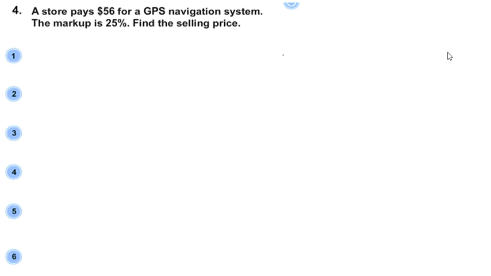All right, our next example is about markup. So a store pays $56 for a GPS navigation system. The markup is 25%, so find the selling price. Again, the selling price is how much the customer has to pay. So the first thing we're going to do, we have to find the markup. We don't know what it is, so we're going to call it M.